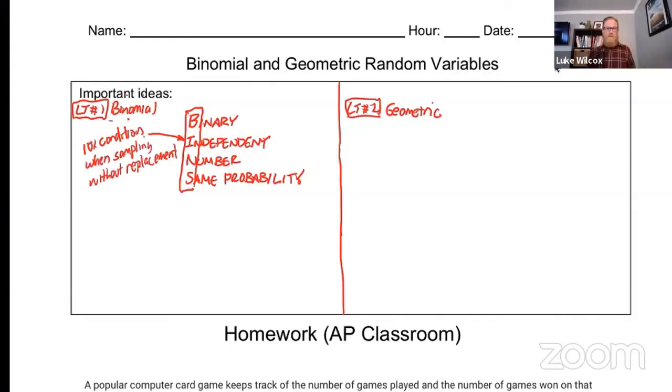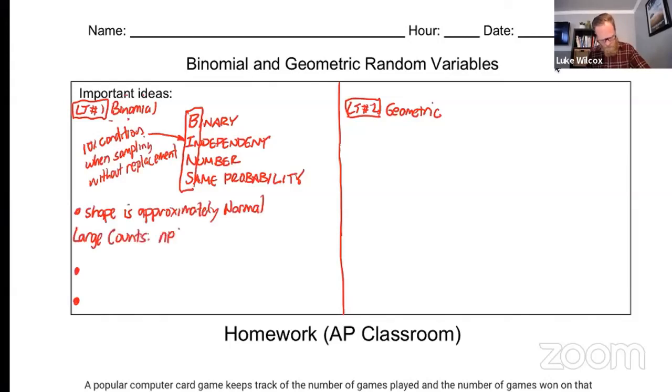Okay, now to describe a binomial distribution, I'm just going to handle this by going shape, center, and spread. And we decided that the shape is hopefully approximately normal. But we do have to check the large counts condition in order to be convinced that that's true. So just as a reminder, the large counts condition says that n times p is greater than or equal to 10, and n times 1 minus p is greater than or equal to 10.